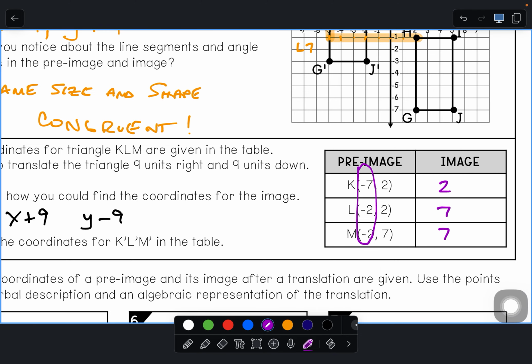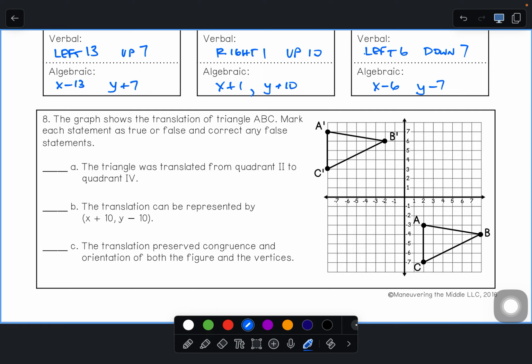Last, the graph shows translation, triangle ABC. Mark each statement as true or false and correct any false statements. The triangle was translated from quadrant 2 to quadrant 4. Okay, so remember that the image is the prime numbers and the prime variables, and the pre-image is the plain ones. So this looks like it went from 4 to 2, not 2 to 4. So this would be false. It went from quadrant 4 to quadrant 2. Now that's semantics, but still important.